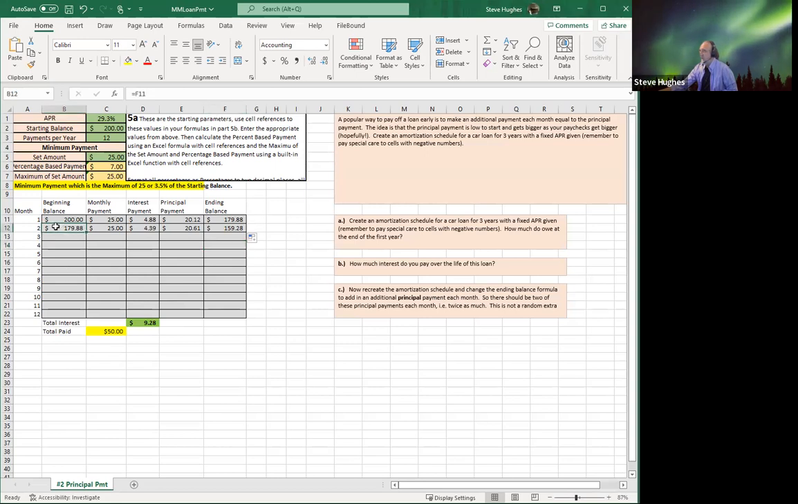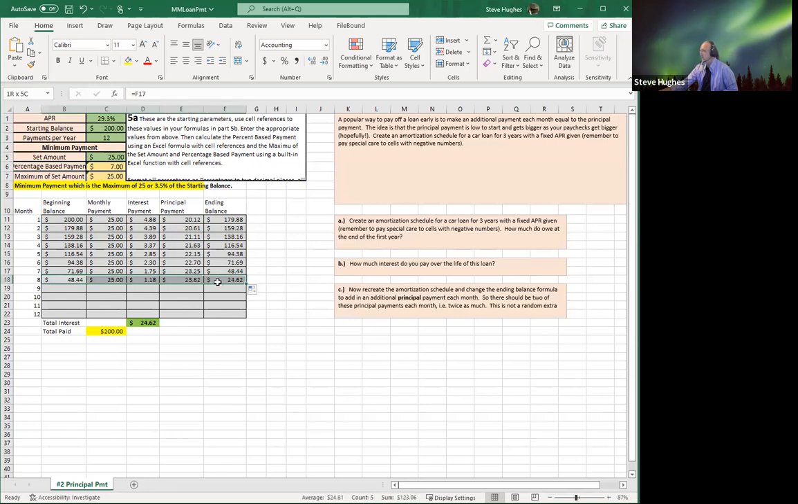Now I can simply highlight this whole row, and drag it down to the point where my loan is paid off. So let's drag down a little bit. Is my loan paid off? No, I still have a balance of 24.62. But notice, everybody, 24.62 is less than $25. So I'm going to bring that forward.